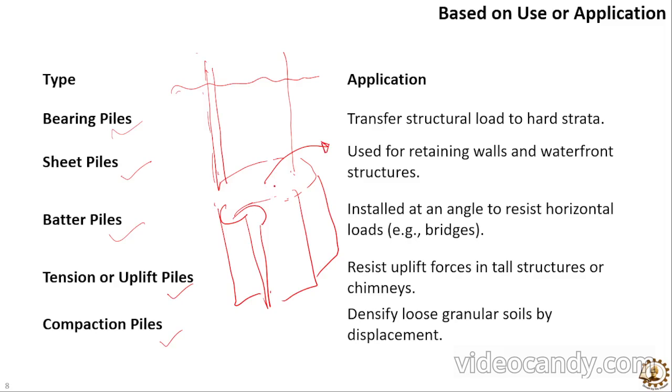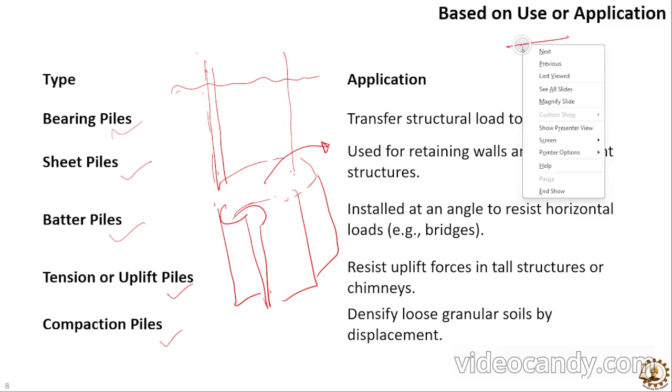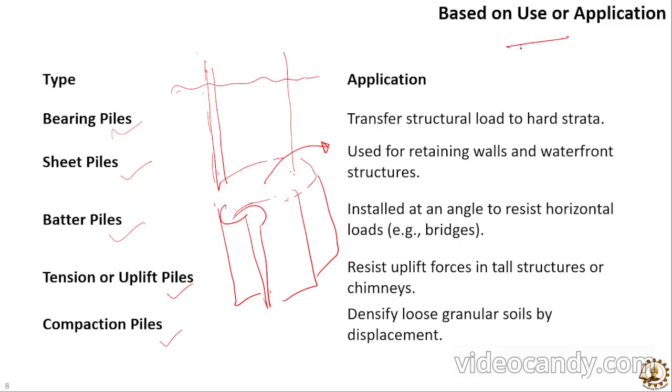Now batter piles are basically at an angle to resist horizontal loads. Suppose I have a jetty structure, like an offshore structure on the seashore, where wave action and lateral forces are there. In this case, we will install the pile in an inclined manner so that it can resist a lateral force. These are known as batter piles. So keep in mind that bearing piles and sheet piles are basically installed in a vertical manner, but batter piles are installed in an inclined way. Batter piles are used for horizontal loads, but bearing piles are used for vertical loads.